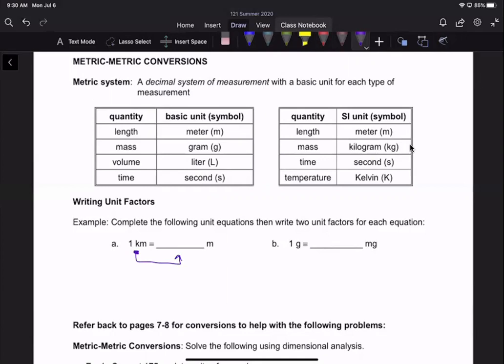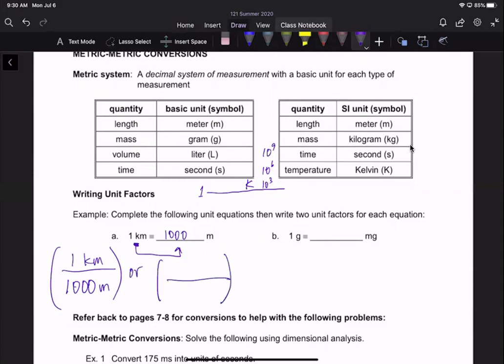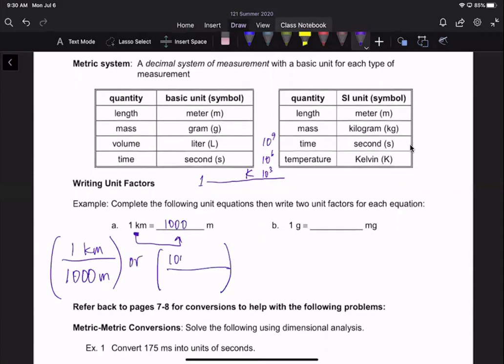So let's just remind ourselves what those values are. So at our 1, our middle, as we go up, we go 10 to the 3rd, 10 to the 6th, 10 to the 9th, and there's our K, kilo. Kilo means 1,000. So I can write this two ways. If I have 1 kilometer, that must be 1,000 meters. Or, depending on what I need in my calculation, I could also say there are 1,000 meters in, means divide, 1 kilometer.